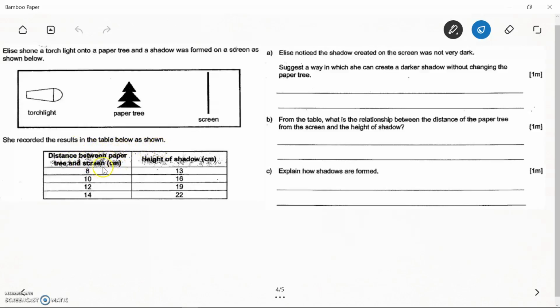Okay, the distance between the paper tree and the screen is going to change. It's going to be further and further. The screen is going to move further away from the paper tree. The height of the shadow increases.